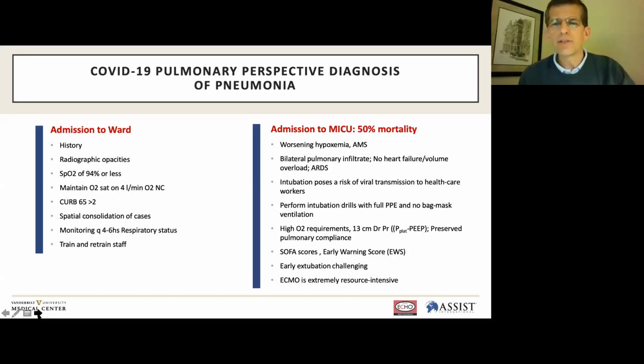Early extubation in these patients seems to be quite challenging. In our experience, we have not been able to extubate patients around the 8th or the 10th day, as is sometimes common to see in the ICU. Although the lung compliance is not bad in particular, we find that extubating these individuals with diffuse lung injury remains very challenging. Next slide, please.